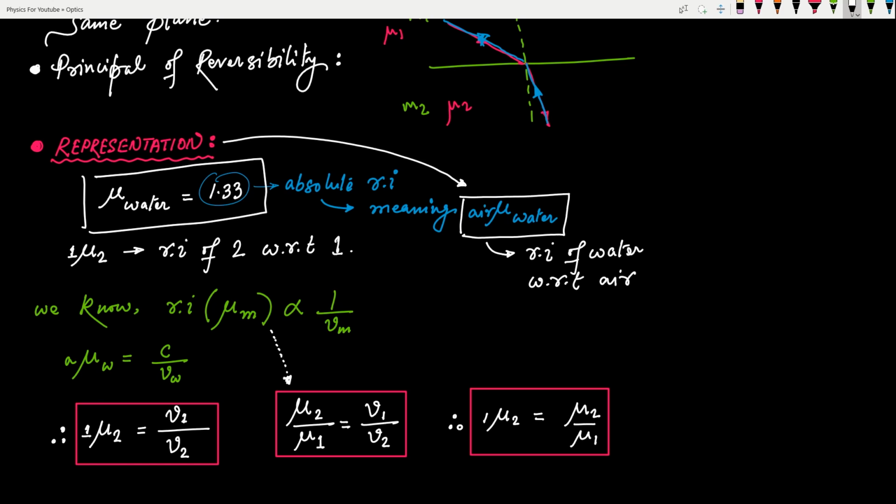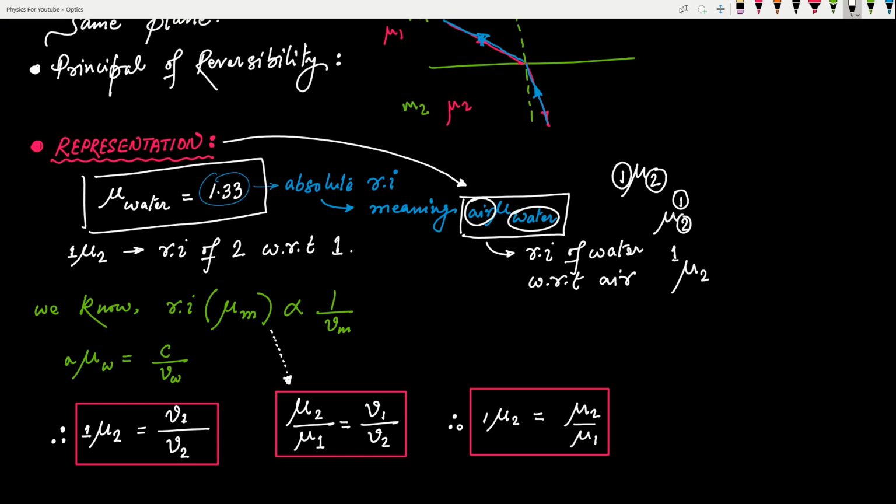The representation of that, as you can see by the arrow, is the refractive index of water with respect to air. So the refractive index of the medium is written on the right hand side, and the medium with which we are comparing is given on the left hand side. For example, mu21 means the refractive index of 2, which is written on the right hand side, with respect to 1. Sometimes in some books it's written as the refractive index of medium 2 with respect to 1. There are multiple ways of writing that, but it doesn't matter.